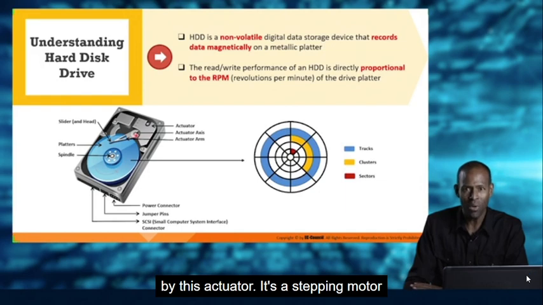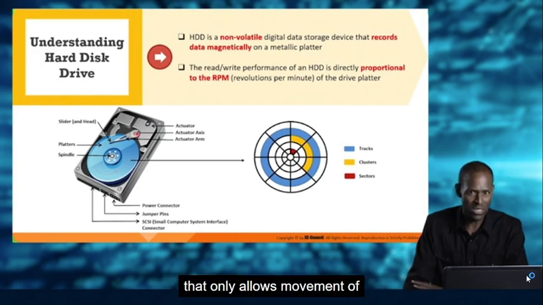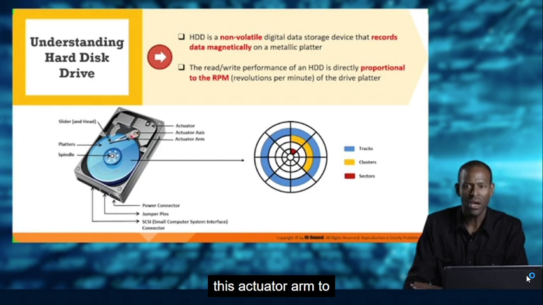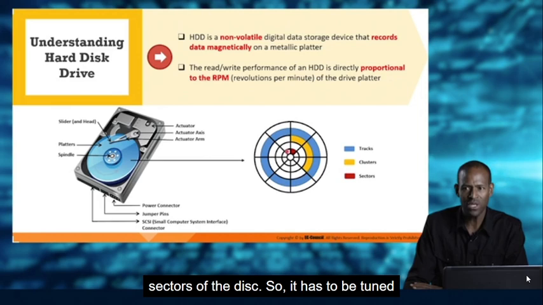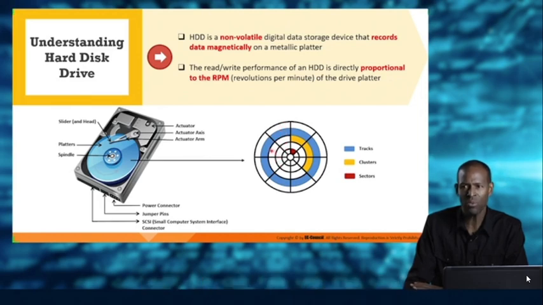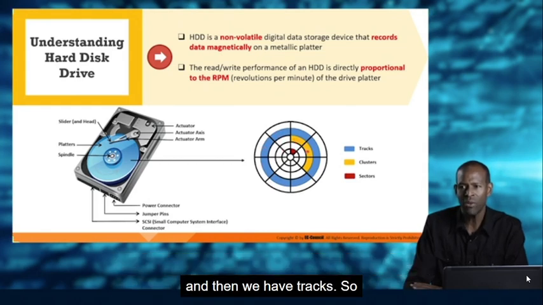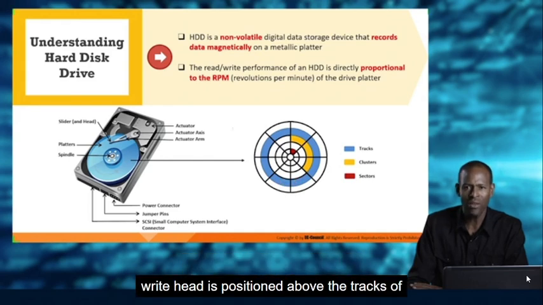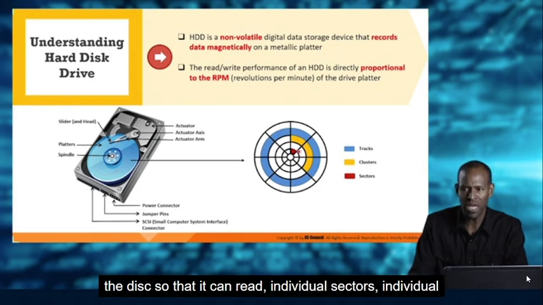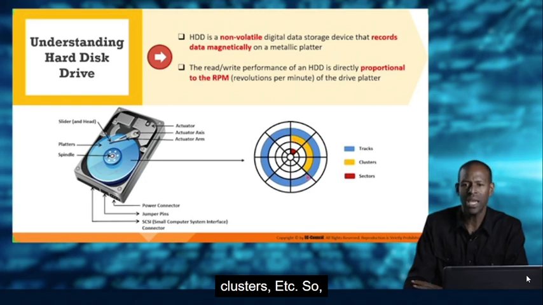It's a stepping motor that only allows movement of this actuator arm to sectors of the disk. So it has to be tuned into the exact sectors of the disk. So the sectors are what we see going around, right? And then we have clusters, and then we have tracks. So it makes sure that this read-write head is positioned above the tracks of the disk so that it can read individual sectors, individual clusters, etc. So that's what we have.